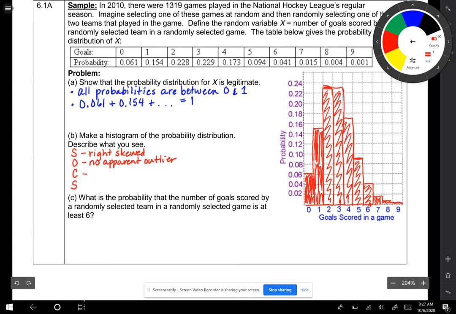There's one peak. So our mode is between 2 and 3 goals. This is our best description based on what we're giving. And our range is 9.